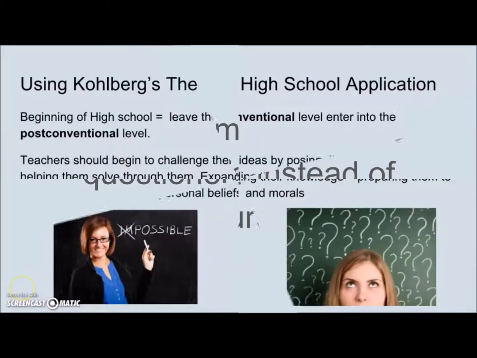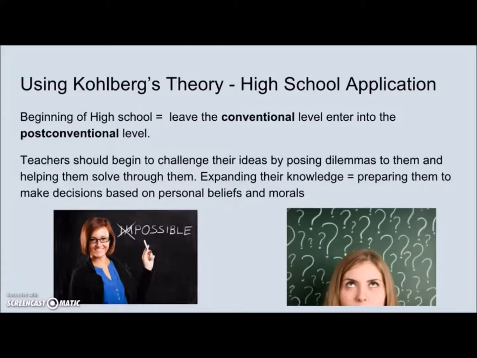High school really marks the time where students are leaving stage 4 and beginning to enter stage 5. Stage 5 is the social contract orientation. So what is right for the greatest good of the greatest number of people? There's also stage 6, but most high school students don't reach stage 6 by the time they leave grade 12. But stage 6 is the universal ethical principles. So laws are valid when something is just, and disobeyed when the laws are considered unjust.